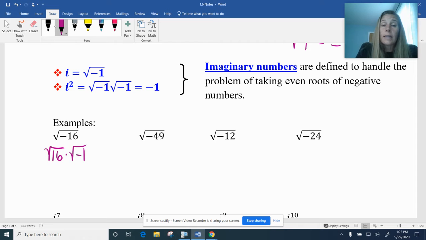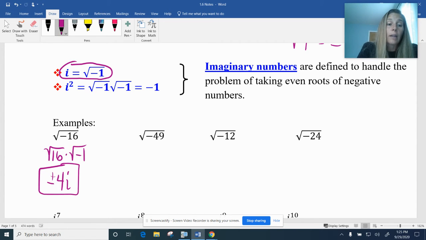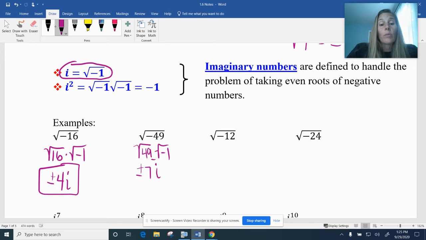Now, square root of 16, that's a positive number. We can get our positive and negative 4 from that. And then the square root of negative 1, if we look up here, is equal to i, which represents an imaginary number. So our solution here is positive or negative 4i. If we were to do that again for the next problem, this would be 49 and negative 1. Square root of 49 would be positive or negative 7, and the square root of negative 1 would come out as an i. So it would look like that.